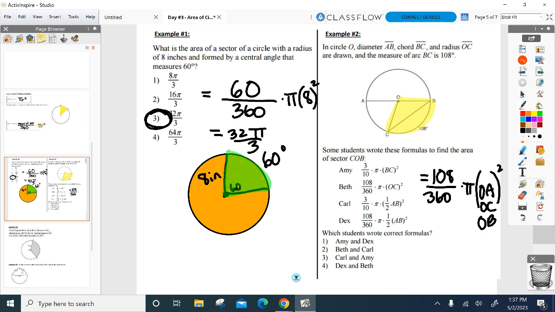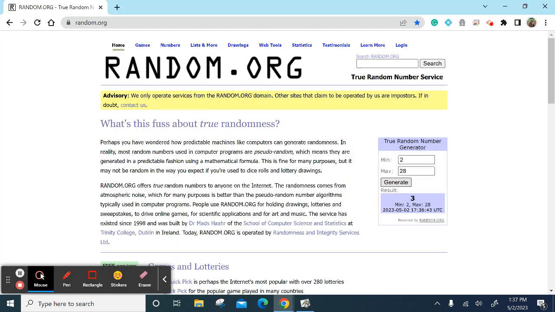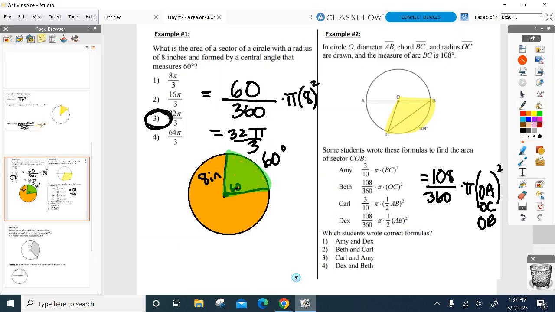Anybody got a problem with BC? What's my issue with BC there? Talk to me. Why is BC incorrect? It's a chord. It's got to be a radius. Amy, embarrassment. Out of honors geometry.